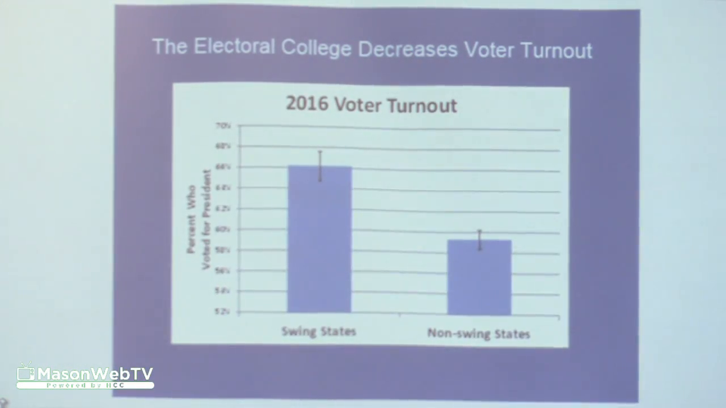So the data from 2016 bear this out. See in the graph that the percentage of eligible voters who cast a vote for president was significantly lower in non-swing states compared to the swing states. So the league says this decreases participation in our democracy, and this is bad for democracy.